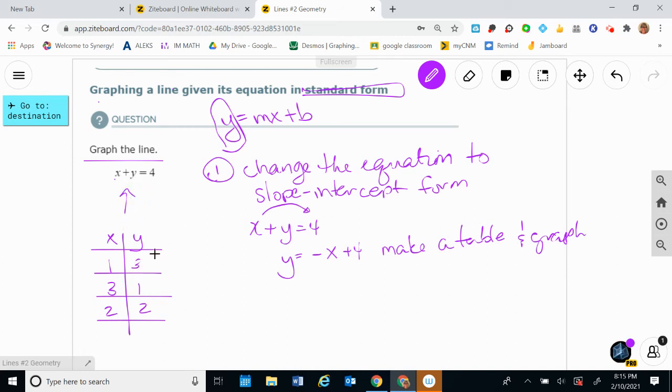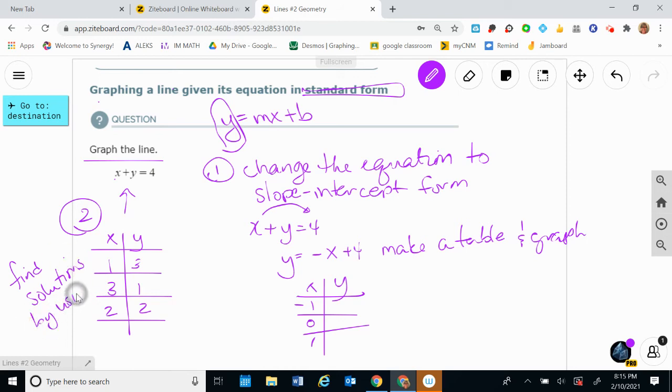So you could just do that. You can graph it here and then make a table and pick some values for x and y, like -1, 0, and 1. Or you could just find solutions and graph them. They both work. This is the second method. Find solutions kind of by guess and check, by using your brain. How do you like that? What a funny way to say it.